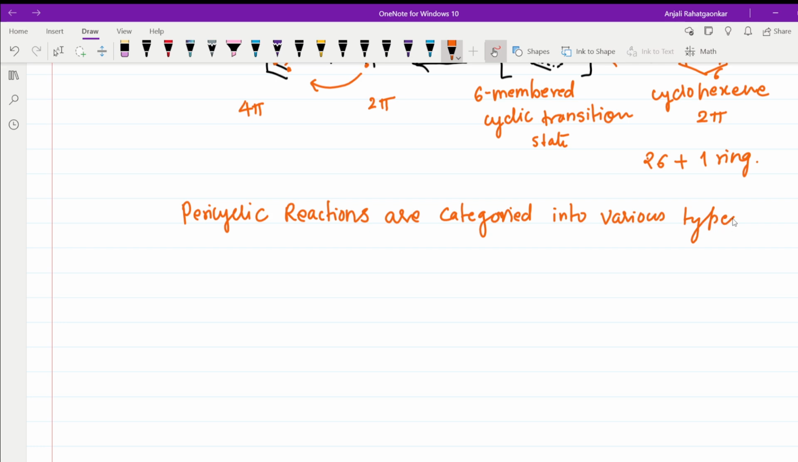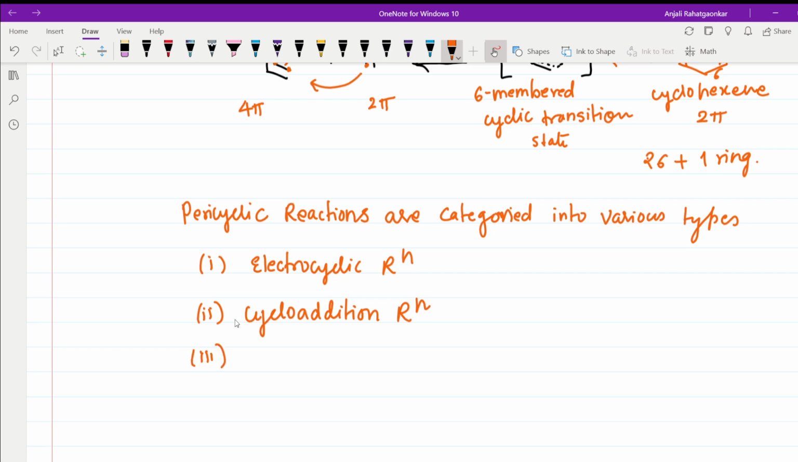We just see the types of the reaction. As I told you, I will explain it later on after this introductory lecture. So the first reaction is the electrocyclic reaction. Another reaction is the cycloaddition reaction.